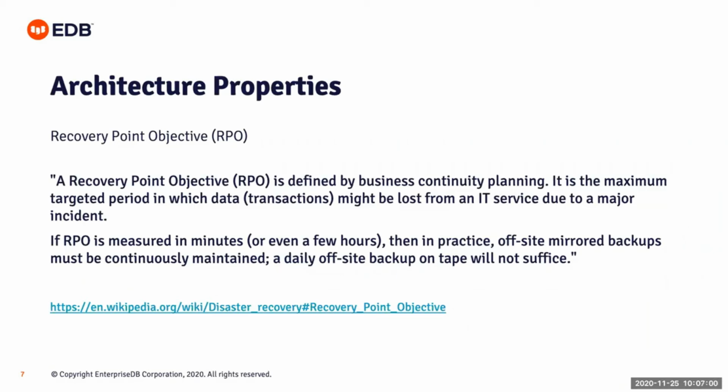All of these properties are in themselves targets, so they inform your choices on architecture. So if you cannot accept, for instance, a few hours of data loss, then you need to build an architecture that insulates you from that data loss.